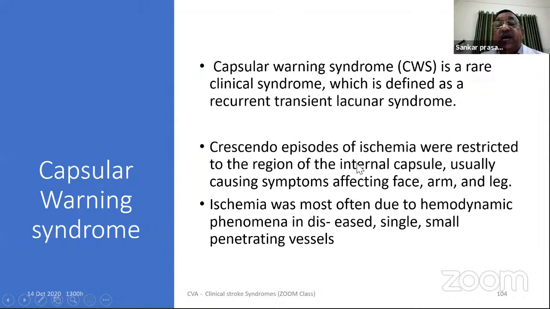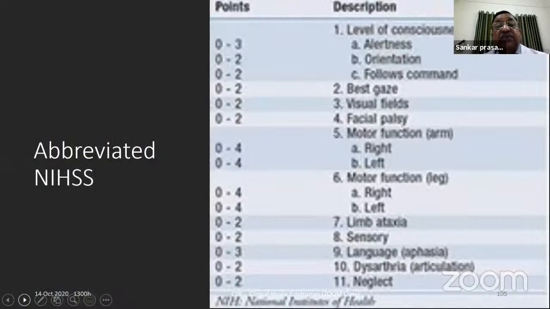warning syndrome, and this is a clinical syndrome defined as a recurrent stereotyped episode restricted to the region of the internal capsule, causing symptoms affecting face, arm, and leg. The ischemia most often is due to hemodynamic phenomena and, in between, a single small penetrating vessel. These sorts of weaknesses. So that brings us to the last part.